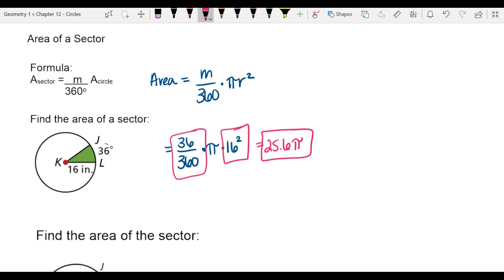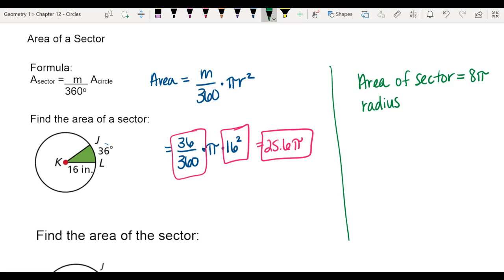Again, towards the end of this one, it has the working backwards problems. Okay. So I want to do one of those, and then we're done for today. Okay. Let's say they tell you your area of your sector is 8 pi. Let's say they tell you your radius is 4. And they want you to find your m.